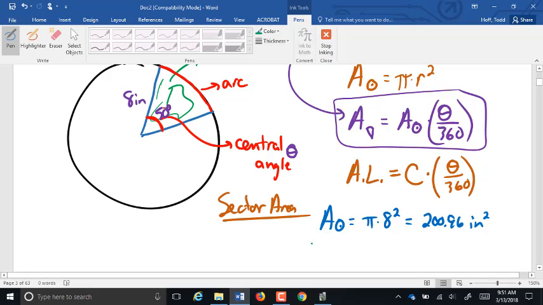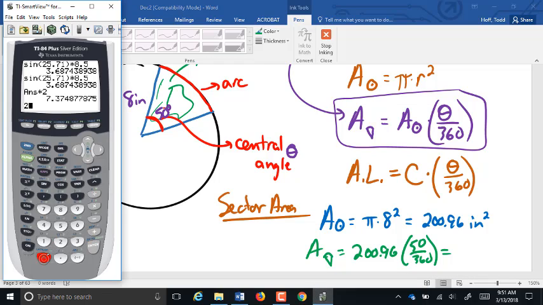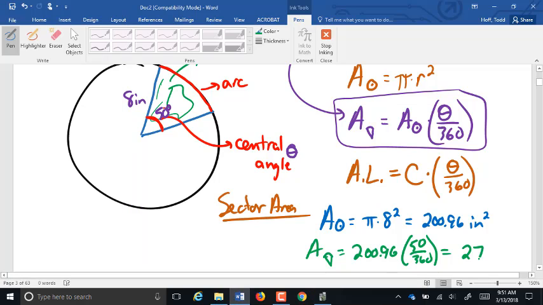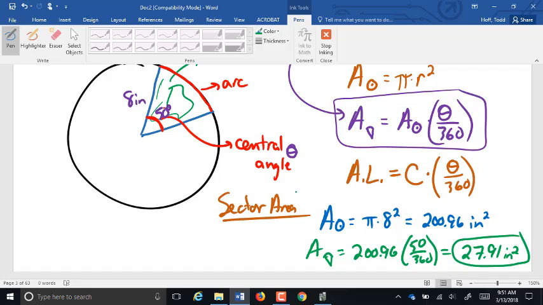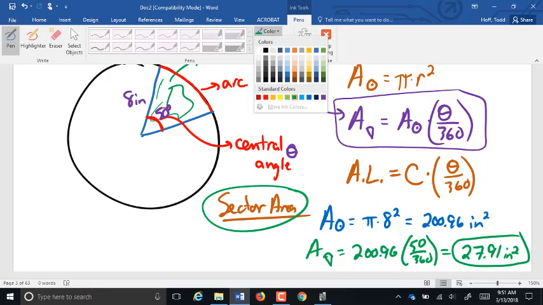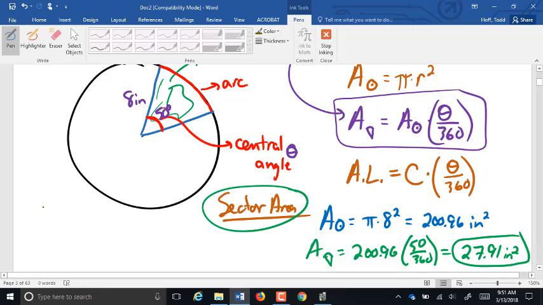How do we use that to find the area of the sector? 200.96 times 50 over 360. Giving us 27.91. Is that what you had? All right. So 27.91 square inches is that sector area. How about then the arc length?